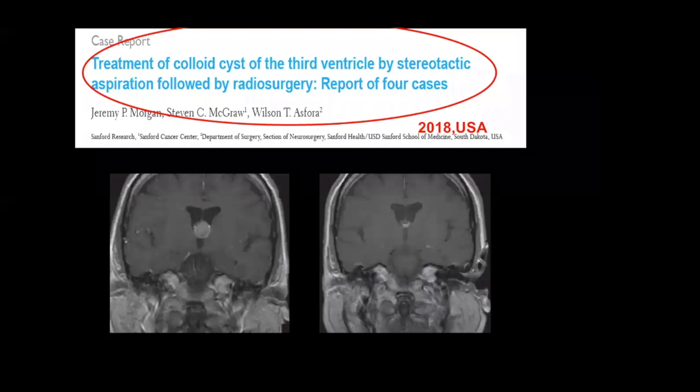Treatment of colloid cyst, the same, you aspirate and then give radiosurgery, from USA. Again, I don't agree to this. I don't even subscribe to this. Now I'll go to my series of these colloid cysts.